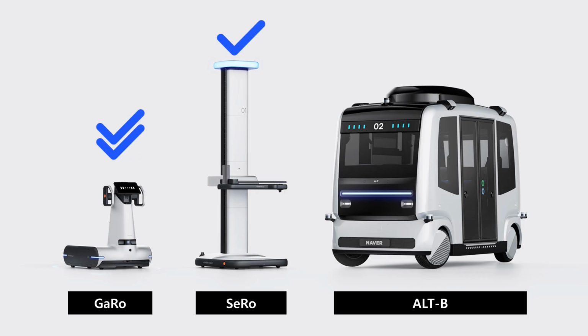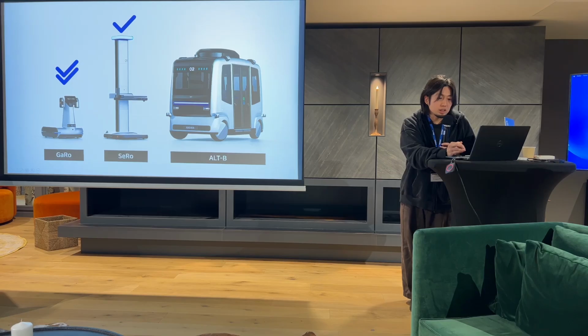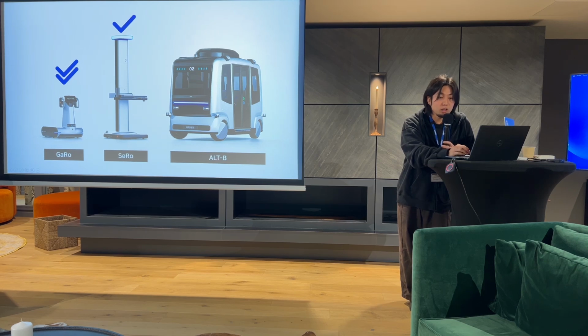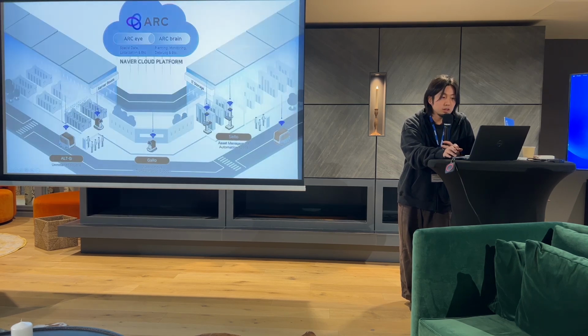These are all the robots in the data center. The first one, called GaRo, is for asset transport. The second one, SeRo, is for asset management, and the last one, called ART-B, is for long-distance support. Today I will focus on GaRo and SeRo, and especially on GaRo, which has more human interaction.